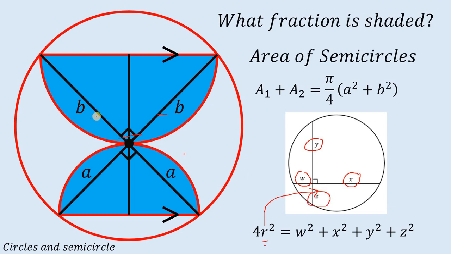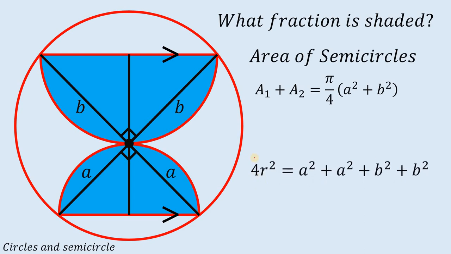Now, take note in this figure, we also have two perpendicular chords. And we know the lengths. We have A, B, and this is B, and this is also A. So using those lengths, we can now find the radius of this big circle. Using this theorem, we can say that 4r squared must be equal to a squared plus a squared plus b squared plus b squared.